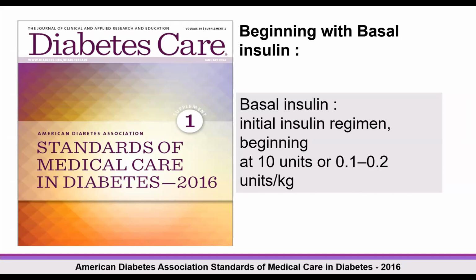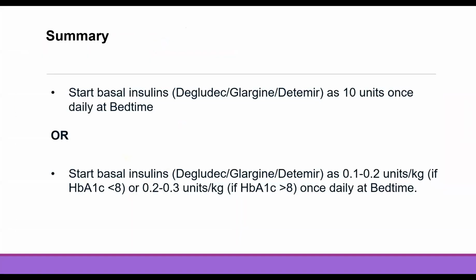So the summary, of whatever we have discussed, is that we can start basal insulin, degludec, glargine, or detemir at 10 units once daily at bedtime, or you can start the basal insulin and determine the dose on the basis of body weight, which usually I don't prefer. I start with a 10 units dose.